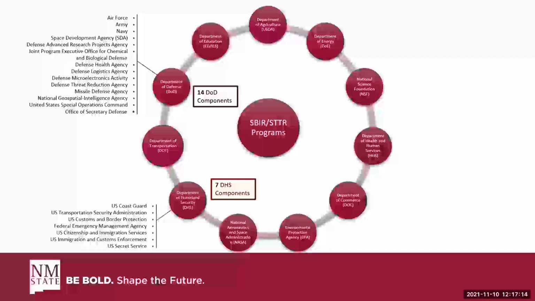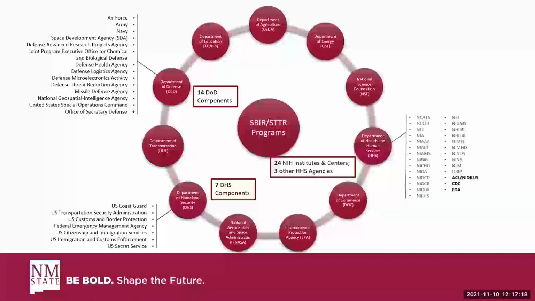Under DHS, there are 7 different components. HHS has 24 NIH institutes, and then the bold ones at the bottom are the 3 other HHS agencies. So there's technically 4 under HHS, but when you add in the 24 NIH institutes, it's quite a few.